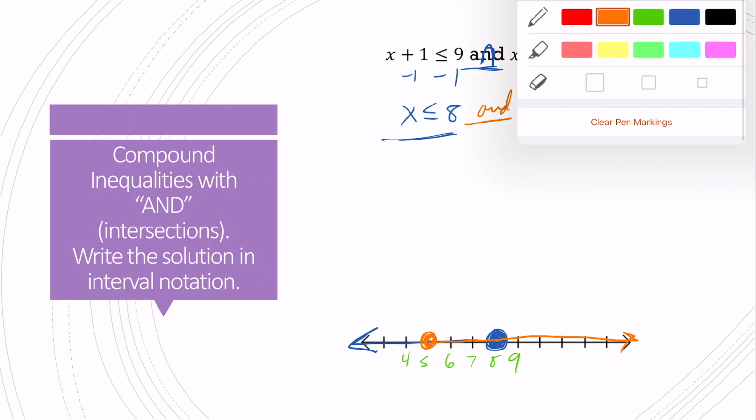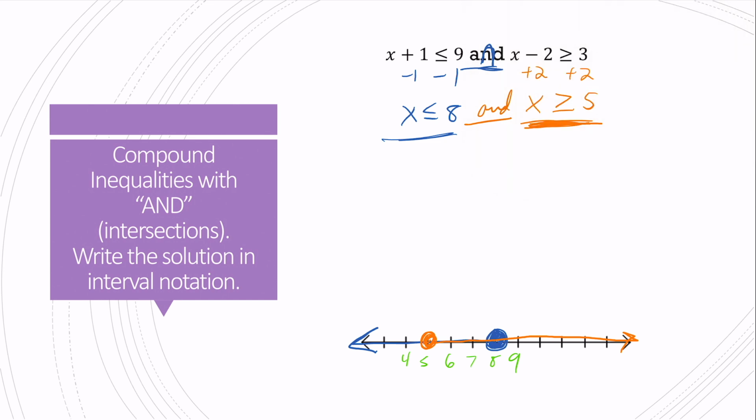So I need everything that is both blue and orange. I need 5 all the way to 8. I need everything that was with blue and orange. So my solution would be everything from 5 to 8, where 5 and 8 are included because those endpoints are included. We're looking for the intersection. We're looking for the overlap. When I see the word and, it means intersection, it means overlap.